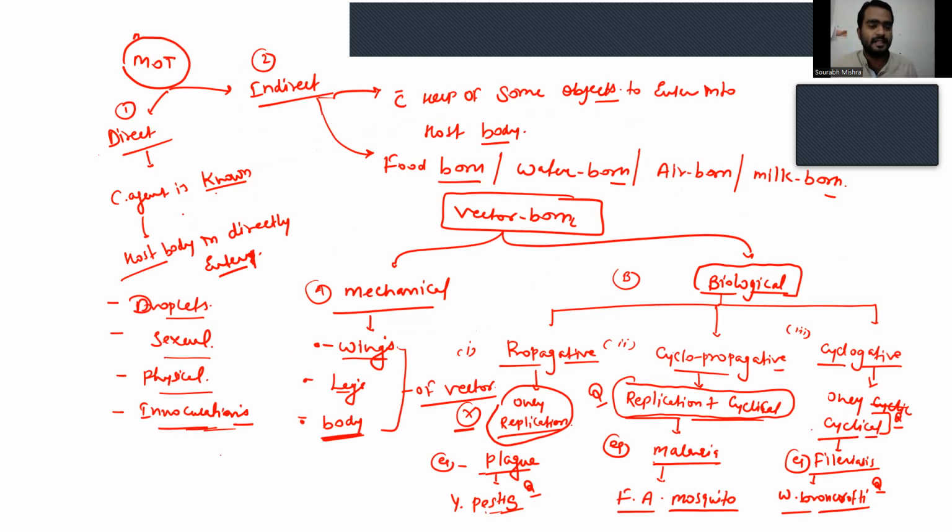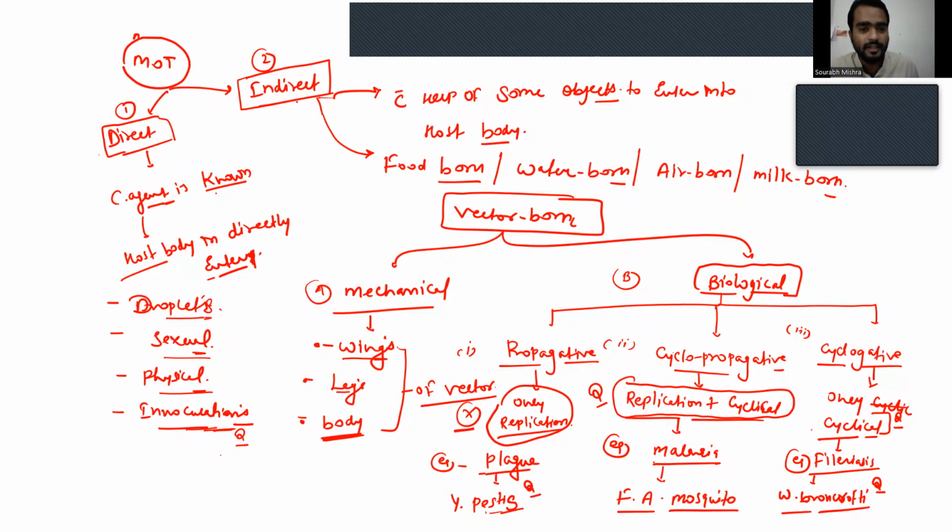Next, the modes of transmission are of different types. First, direct, and second, indirect. In direct, the causative agent directly enters the host body without any help of any vector or source, like droplet infection. The best example of droplet infection currently is COVID-19. Sexually transmitted infection, physical contact, and inoculation are also types of the direct method of transmission.